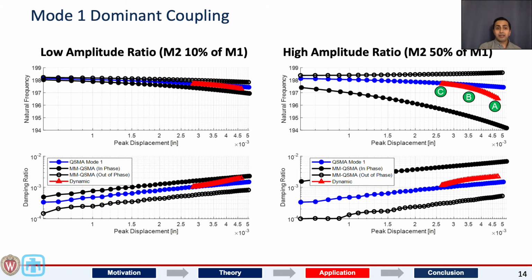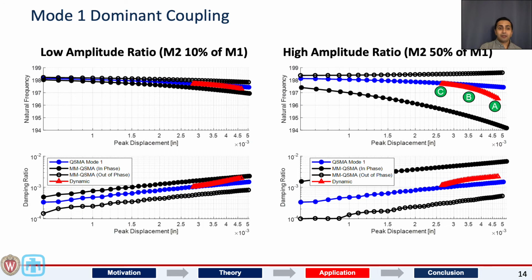What's interesting to see is for both low amplitude ratio and high amplitude ratio, our in-phase and out-of-phase solutions show a perturbation from our single mode quasi-static response, indicating this influence of mode 2 onto mode 1.